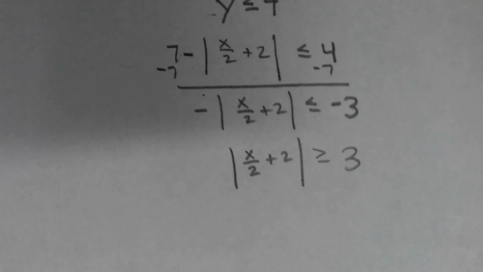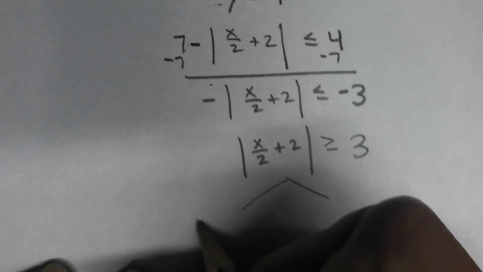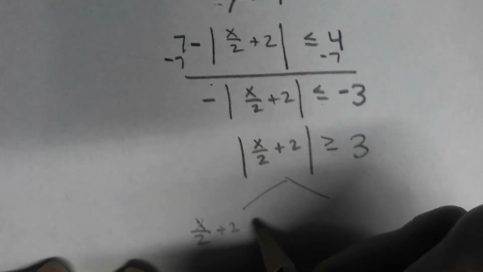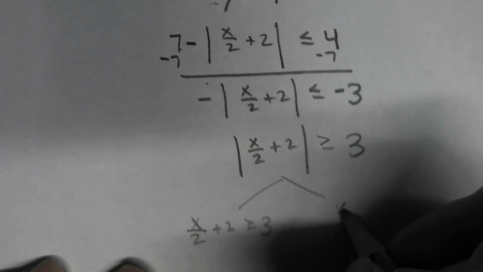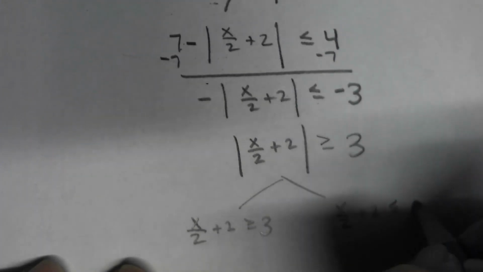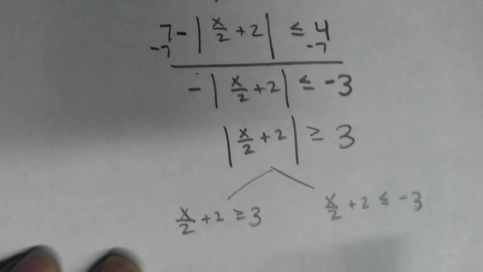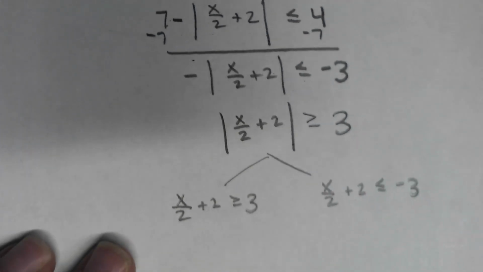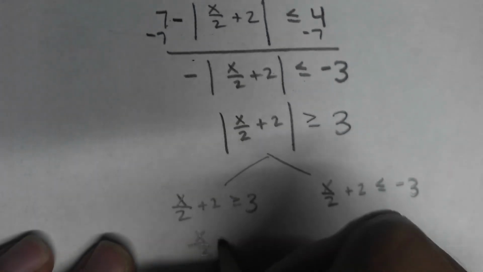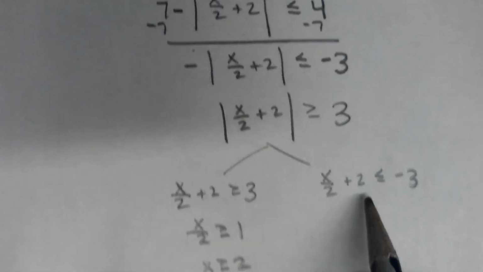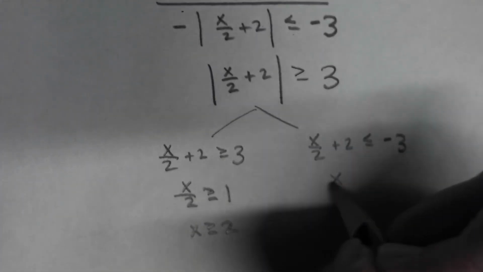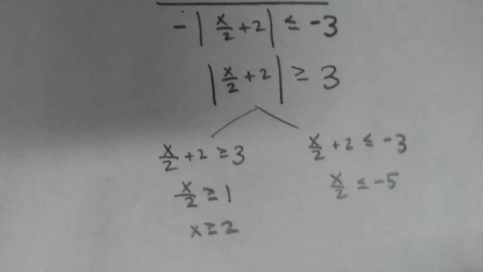And now branch. So our two branches are going to be x over 2 plus 2 is greater than or equal to 3. Keep one exactly the same. And x over 2 plus 2 less than or equal to negative 3. Flipping the direction and the plus minus. And then from here, just subtract 2 and then multiply by 2. And then over here, subtract 2 and multiply by 2.